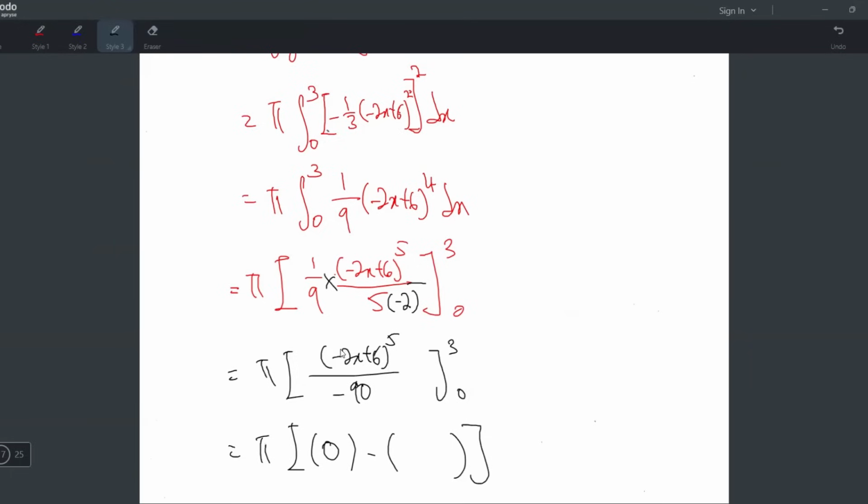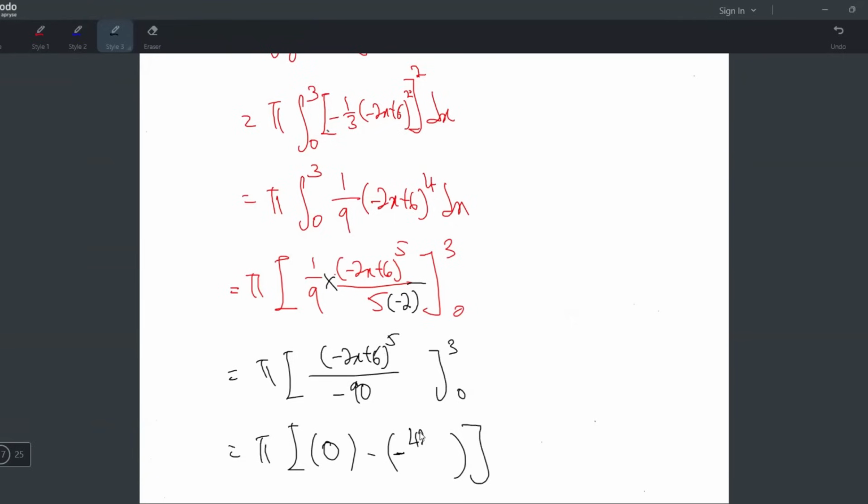Now you substitute 0 inside. 0 times negative 2, 0. 0 plus 6, 6. So now I have to press 6 power 5 over 90. But there's a negative, right? The negative I can just write first. And then I press 6 power 5 divide 90. Okay, I'm pressing now. My calculator gives me 432 over 5.